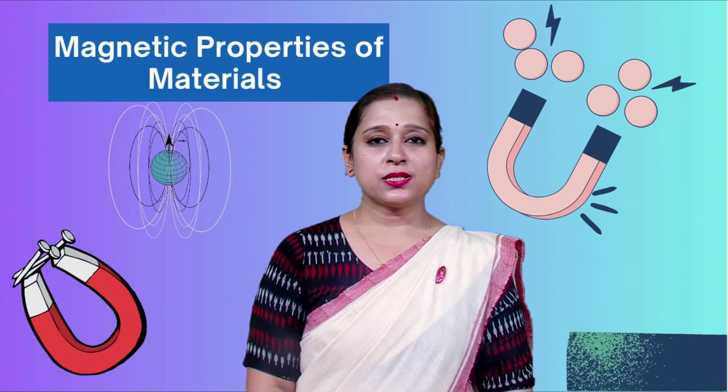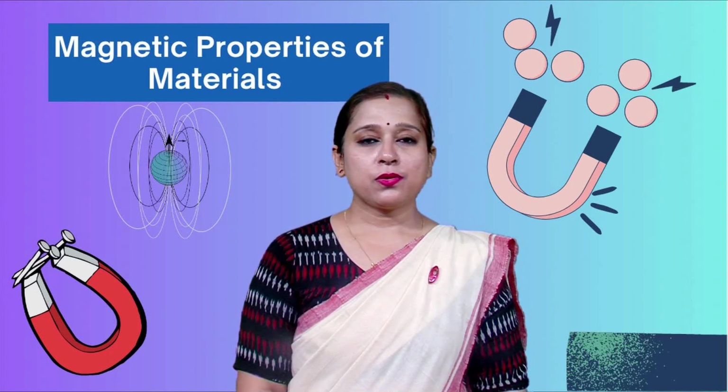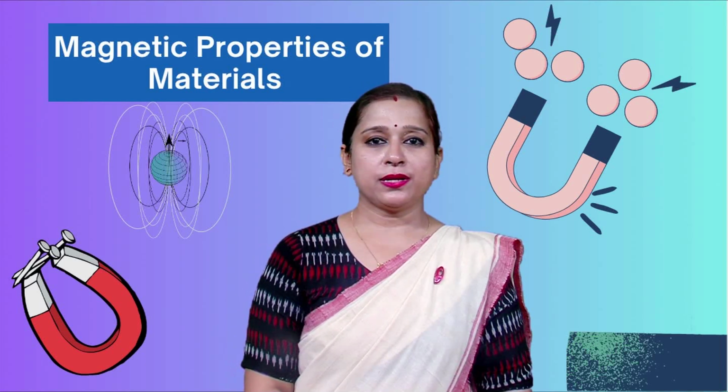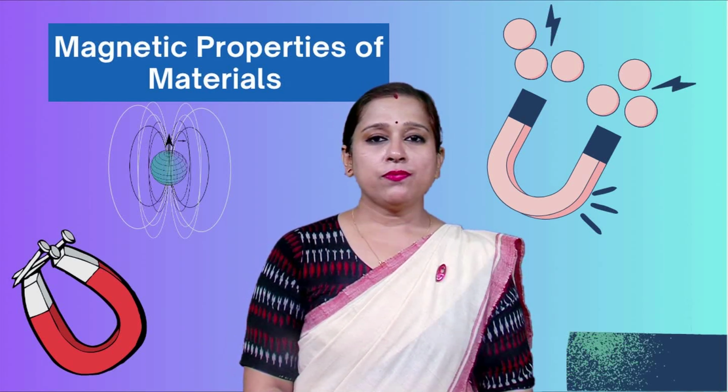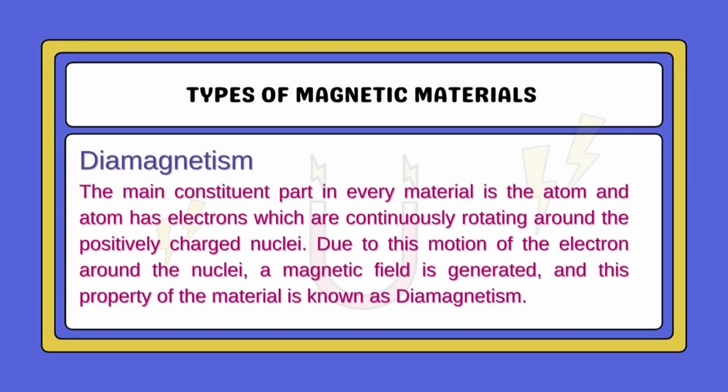Let us move to the next section of this topic. Now we'll discuss different types of magnetic materials. There are basically 5 types of magnetic materials. Diamagnetic material. The main constituent part in every material is the atom.